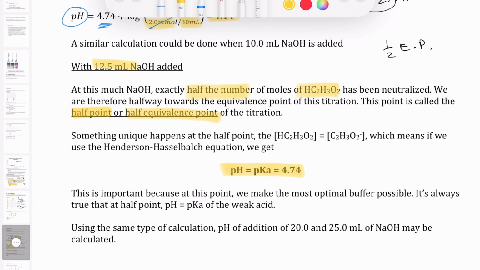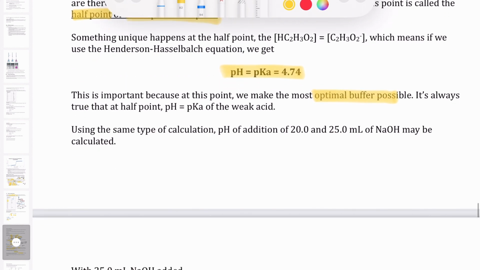It's a very important idea because at this point, your solution in the flask is the most optimal buffer possible. It's the strongest buffer it can possibly be. We had discussed how to make effective buffers, so I would ask you to look back at that lecture. The thing we had said at that time is that when pH is equal to pKa, that's when a buffer is the best at what it does, which is resist pH changes. So this is the point in the titration of a weak strong profile where we have our most optimal buffer.